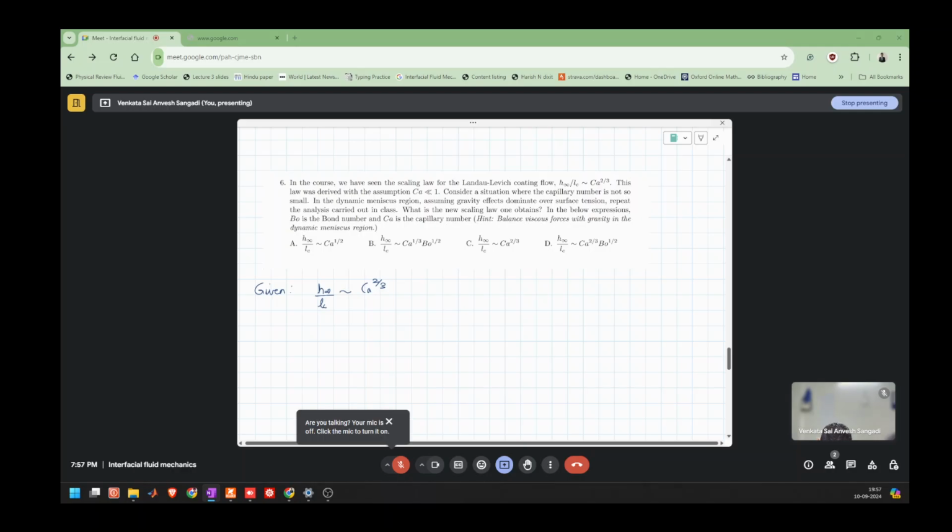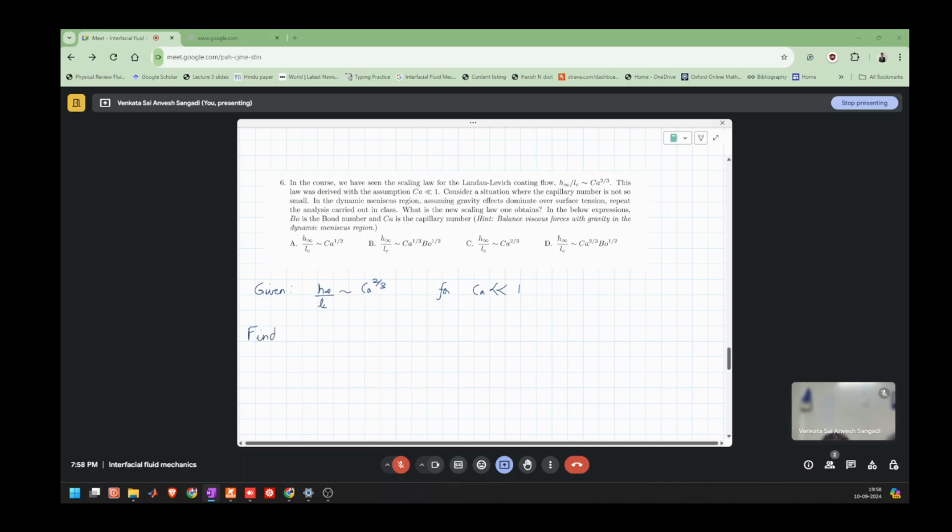In the course, we have seen the scaling, and then it's given that it holds for capillary number less than 1. Consider a situation where capillary number is not so small. In the dynamic meniscus, assuming gravity effects dominate over surface tension, repeat the analysis carried out in class. What is the new scaling law one obtains? In the expressions below, Bo is the bond number.